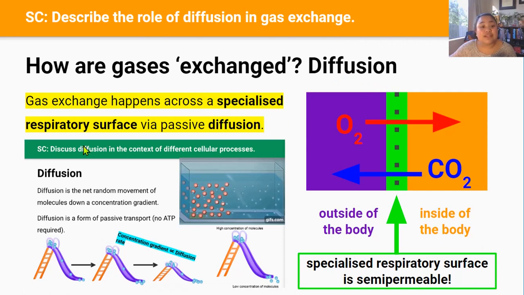Remember from a previous lesson in 2.4, diffusion is the passive net movement of molecules from an area of high concentration to an area of low concentration. Passive, meaning that no energy is required, it just uses the concentration gradient to move from an area of high to low concentration. And net, meaning total movement. So in total, these molecules will be moving in this direction to the right, down their concentration gradient.